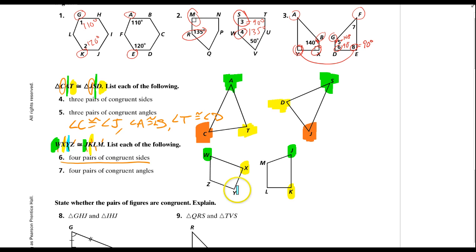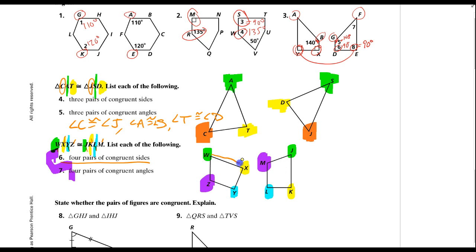Y is the third one. L is the third one. And then Z is last, so that must go with M. So now, to list the 4 pairs of congruent sides, if we start at W and go to X, that'll be congruent to starting at J and going to K. It's okay that they're not lined up.